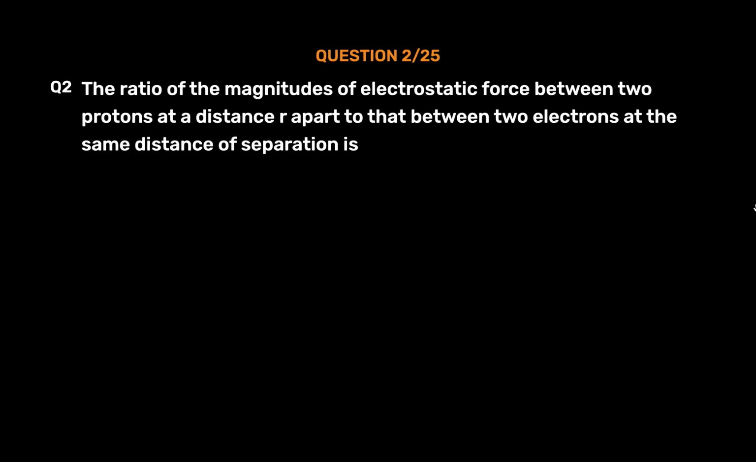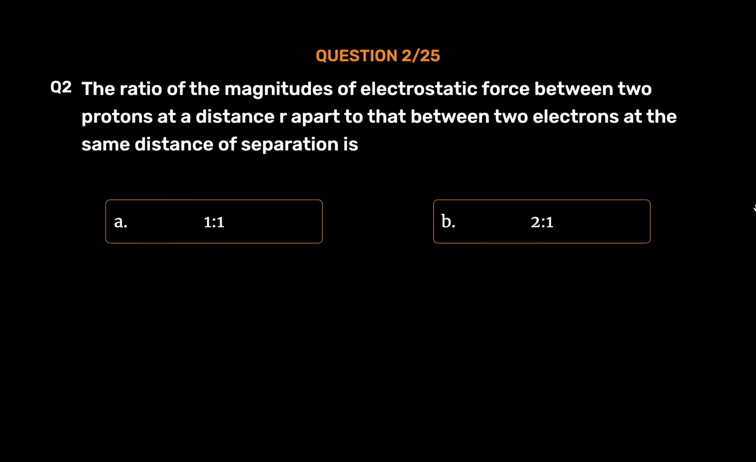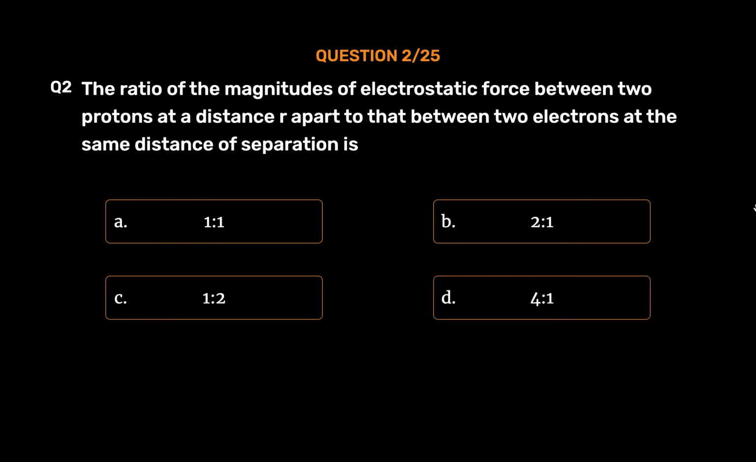Question number 2. The ratio of the magnitudes of electrostatic force between two protons at a distance r apart to that between two electrons at the same distance of separation is: Option A, 1 to 1. Option B, 2 to 1. Option C, 1 to 2. Option D, 4 to 1. The correct answer is Option A, 1 to 1.